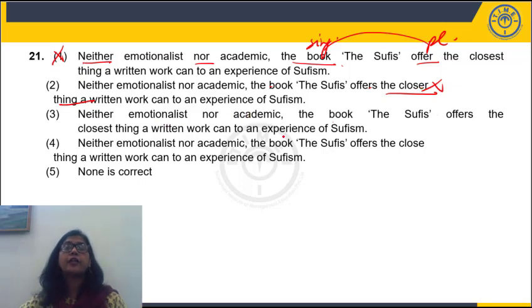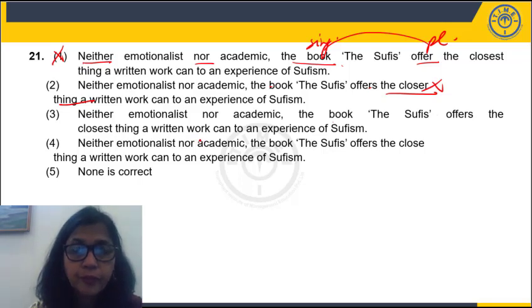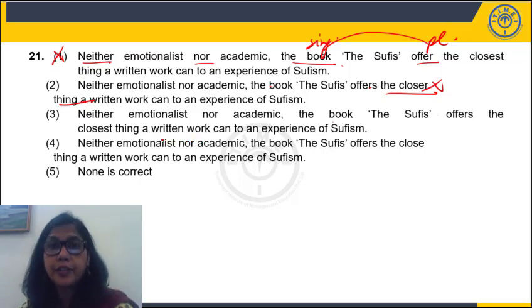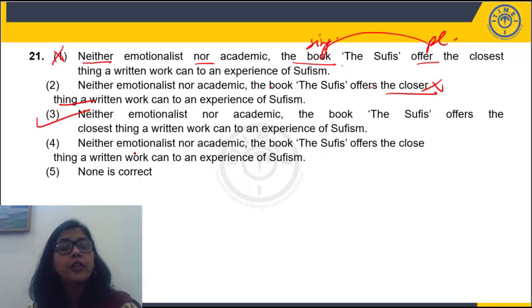Neither emotionalist nor academic. The book the Sufis offers the closest thing a written work can to an experience of Sufism. So the book is so well written. This is what the sentence is saying. Yes, correct. Look at the fourth.